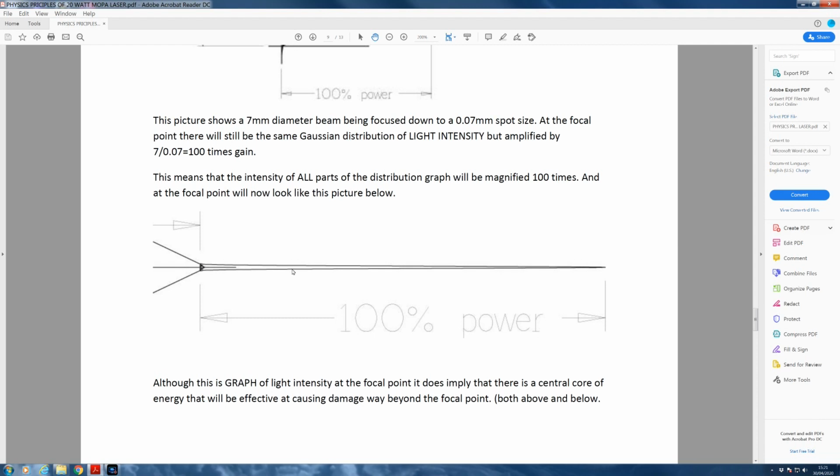Now, I don't want you to run away with the idea that this is a drill or anything like that. This is a graph of the intensity of light. But obviously, because we've got so much light intensity here at the center of the beam, it's going to have an influence way beyond the focal point itself. Because this beam is symmetrical on its way to the focal point and away from the focal point, it clearly implies that we're going to get exactly the same spike of energy above the focal point as well as below the focal point. So we're going to get this strange central core of energy around the focal point, above and below it, but extends both up and down from the focal point.